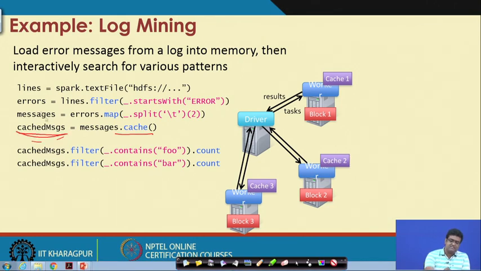So, all this portion of code will now not be executed. Instead, it will directly hit the cached messages RDD and it will filter those with bar, and then it will compute the count and come back with the result. Okay. So, this is the advantage of the caching mechanism.